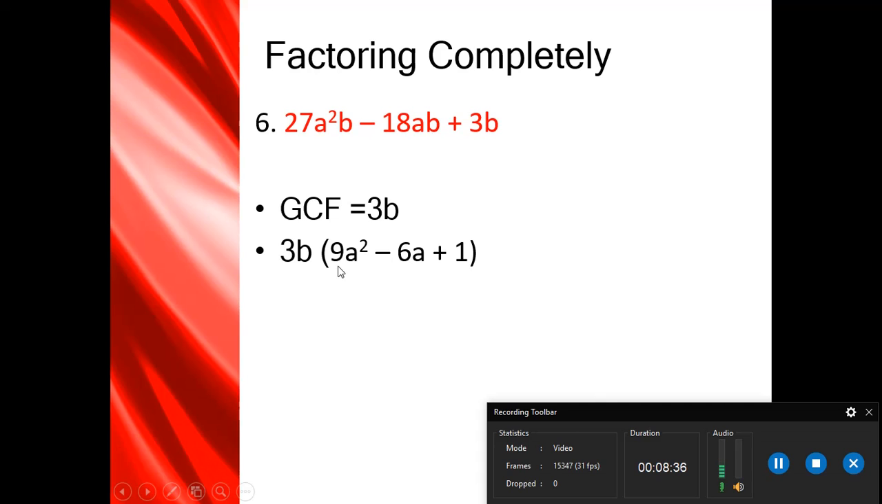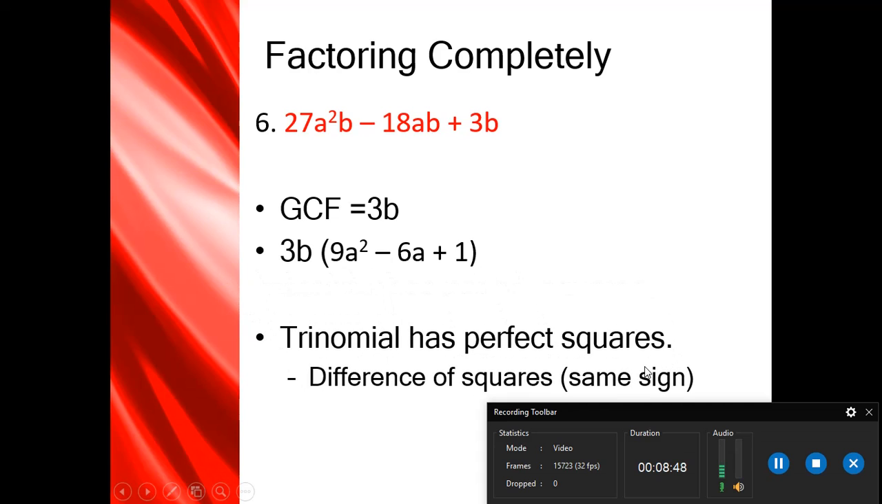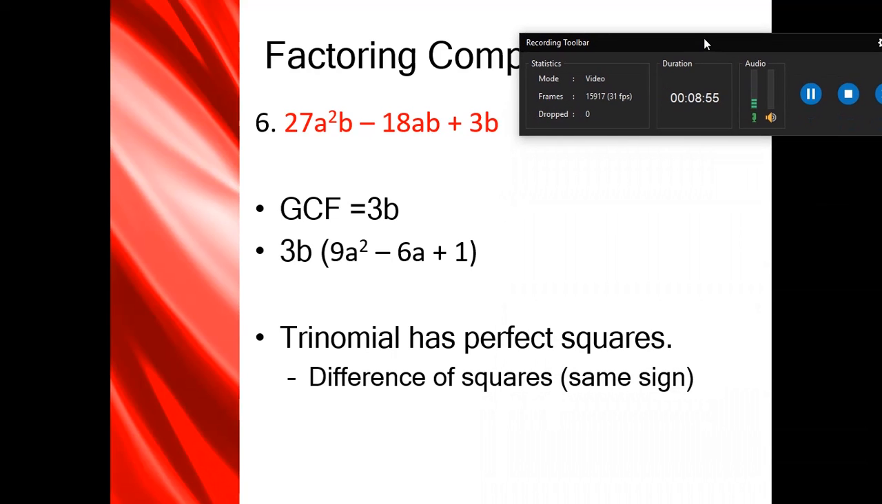Now I'm looking at this and I see that the value of a is greater than 1, but 9 is a perfect square, and so is 1. So this will be a little bit new for us. We are going to use a difference of perfect squares method, but there's not really a difference there because the 1 is positive. So that tells me that the signs are the same when I break it apart.